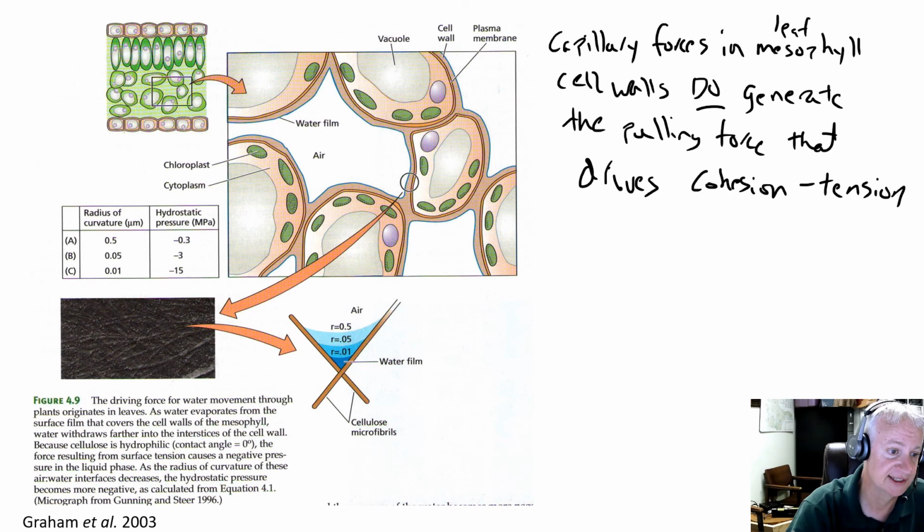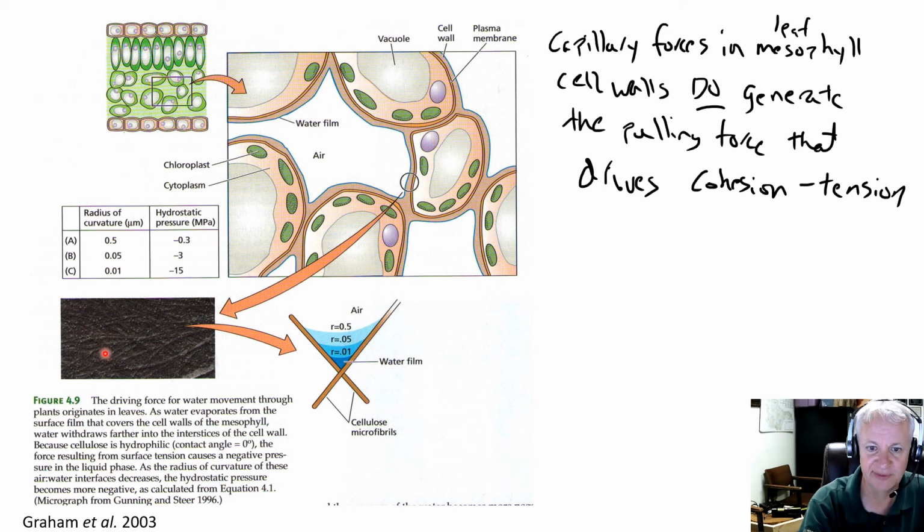And here's how it works. This is a great diagram from the Graham et al. Plant Phys book. So we're looking at a cross section of a leaf, and we're going to zoom in really close. So here's a cross section of the leaf. Okay, we're going to zoom in on some mesophyll cells. Okay, so that's the zoom. Each of these is a mesophyll cell with the intercellular spaces of the leaf. Okay, now we're going to zoom in even further just on the cell wall of one mesophyll cell. Okay, this is the cell wall right here of the mesophyll cell.